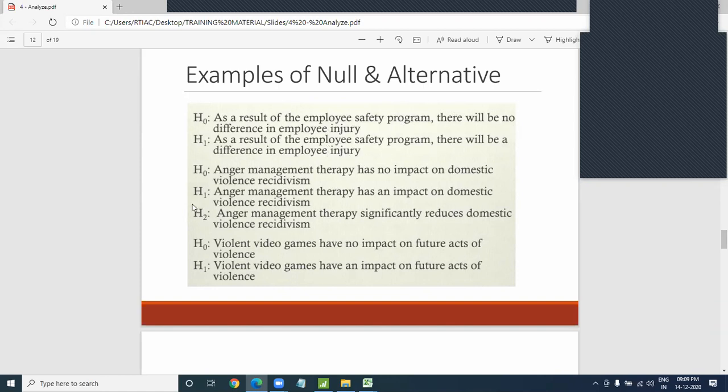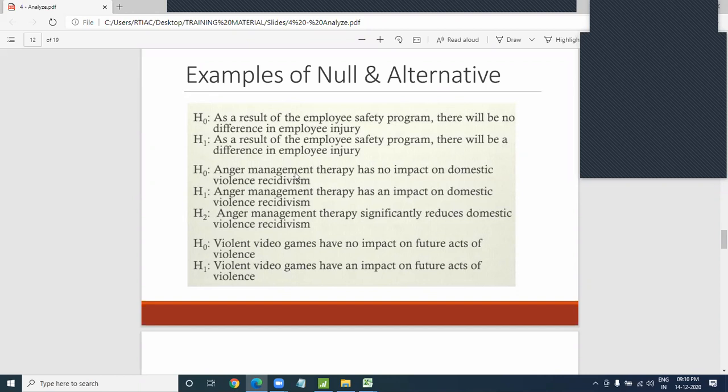Let's have a look at this one also. There are two versions, so we can have less than, more than sort of thing, and they've used H2. But bottom line, let's look at the example. Say somebody has a problem of domestic violence, and we're trying to convince the family that you must take this person for some anger management therapy, some psychiatric treatment. Why? Because if the person goes through it, this person will do less domestic violence and will be able to control it. So we're trying to develop a relationship between anger management therapy and domestic violence.